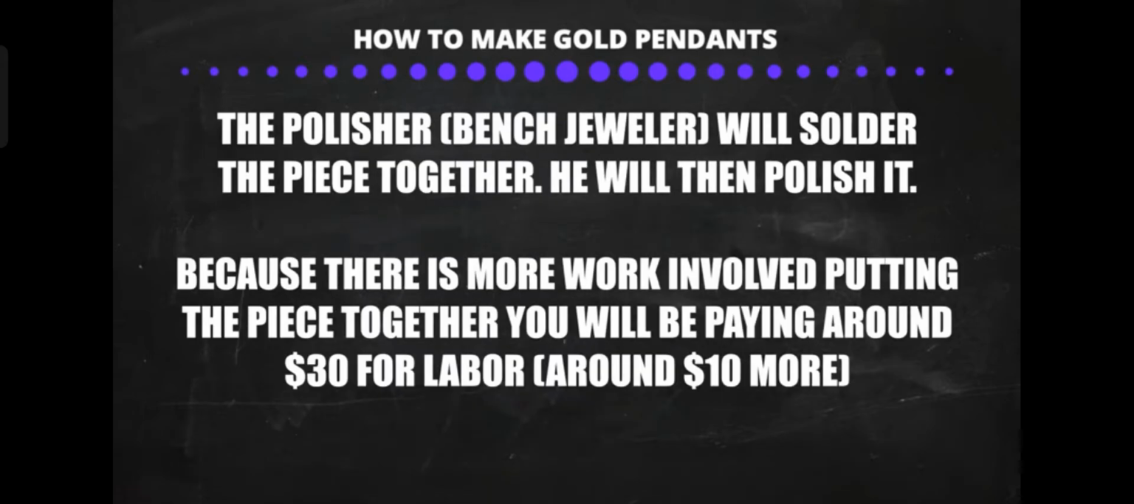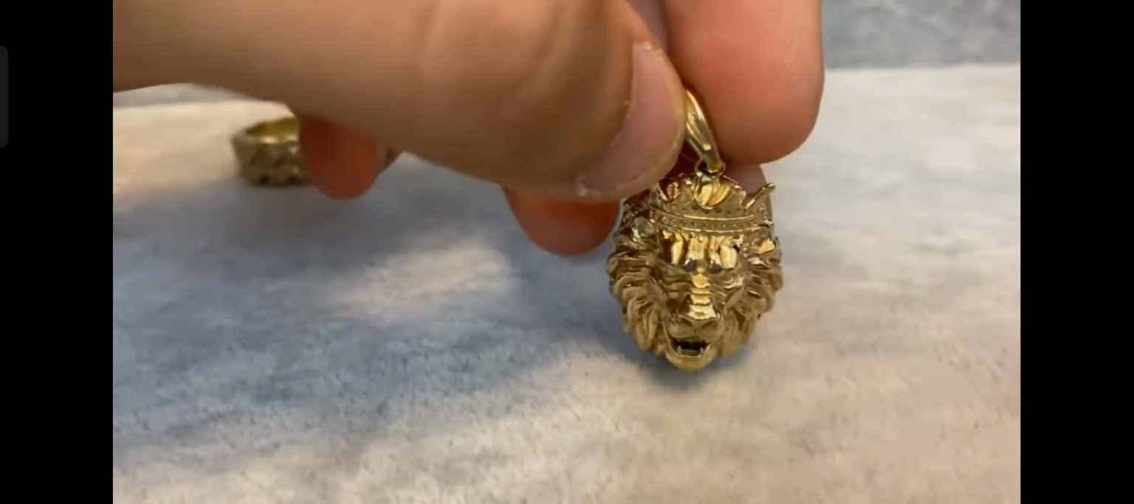Alright guys, the next step is we're going to take our piece to the polisher. He's going to file everything, sand everything down, polish everything, and he's also going to weld everything together. Usually we would pay around $20 to polish this type of piece, but because there's more work, you have to solder everything together, we're going to pay around $30. And this is what our piece is going to look like once it's finished.